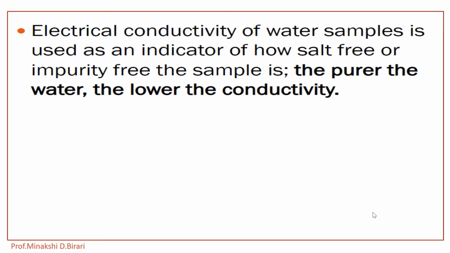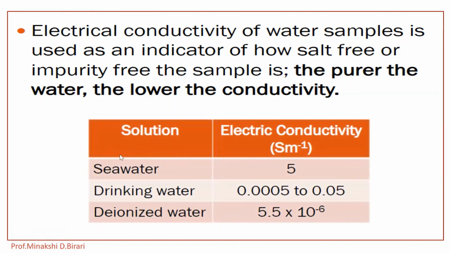Let us see the conductivity of purer water. Electrical conductivity of water samples is used as an indicator of how salt free or impurity free the sample is. Therefore, we should remember that the purer the water, the lower will be the conductivity. So electrical conductivity of water samples is used as an indicator of how salt free or impurity free the sample is. By observing that, we have three different solutions.